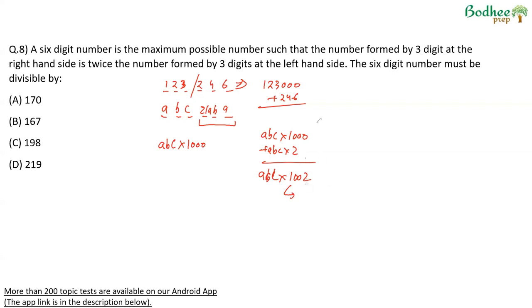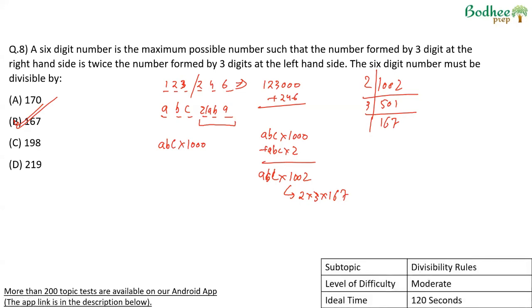If we start factorizing 1002, this will be 501 times 2, and 501 divided by 3 is 167. So 1002 is 2 into 3 into 167. And therefore, from the options, the number has to be divisible by 167 for sure. Again, assuming a value and then checking using the calculator in the exam will still give you the answer. But if you're able to get the method, better. So yeah, moderate level of difficulty, should not take maybe more than 2.5 minutes to solve, no matter what process you follow.